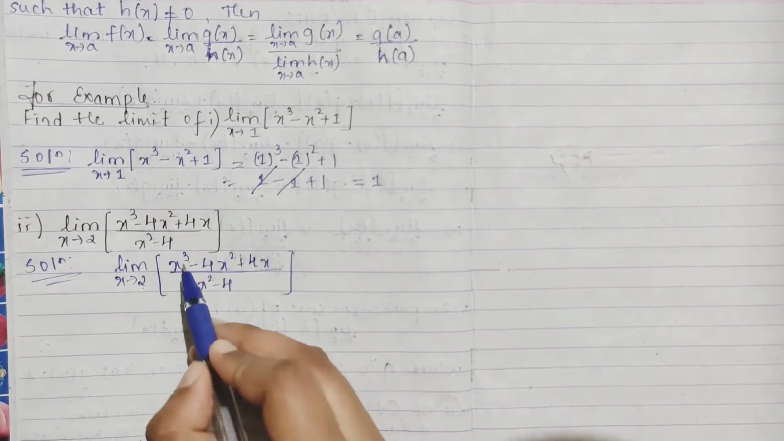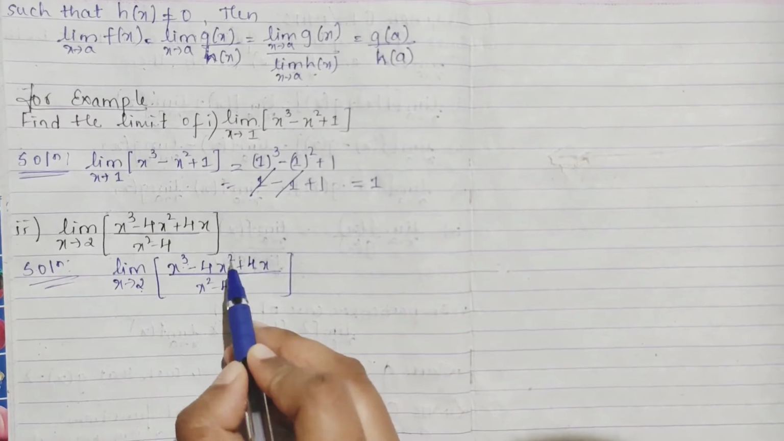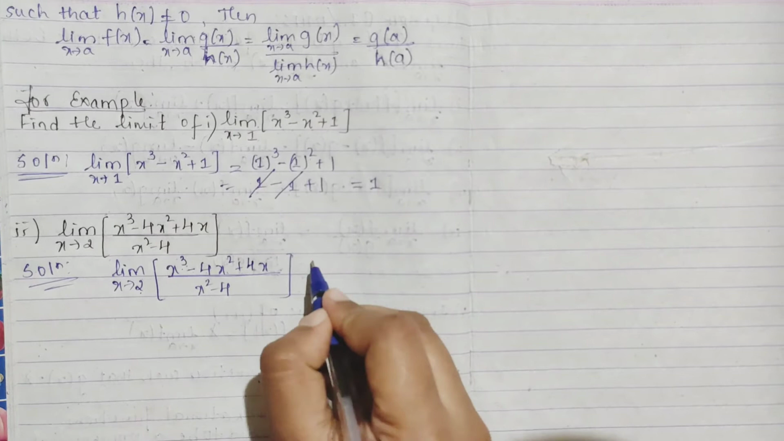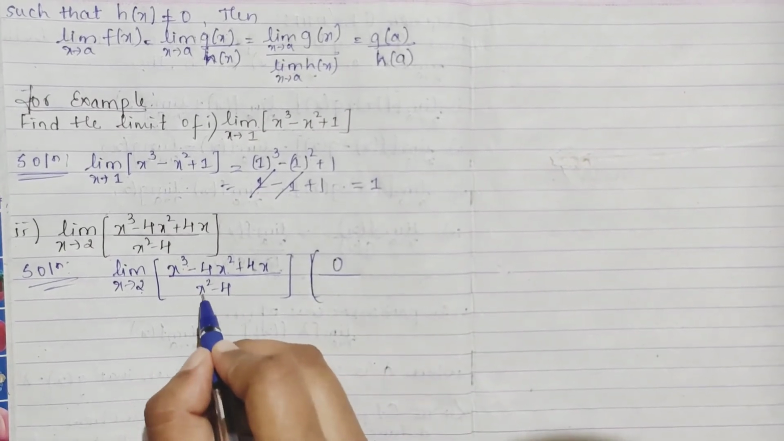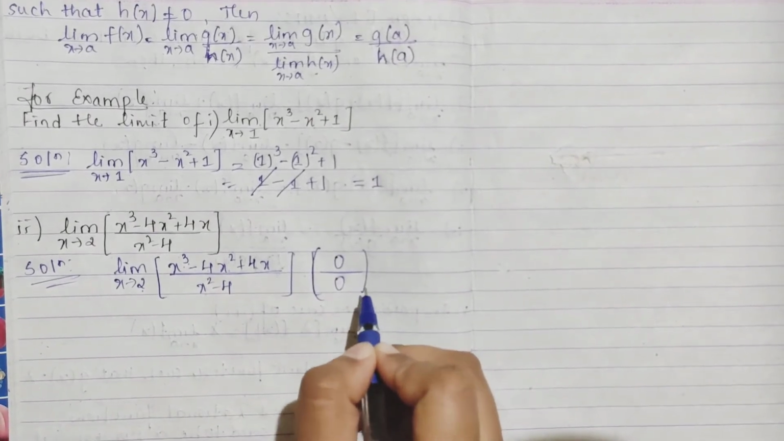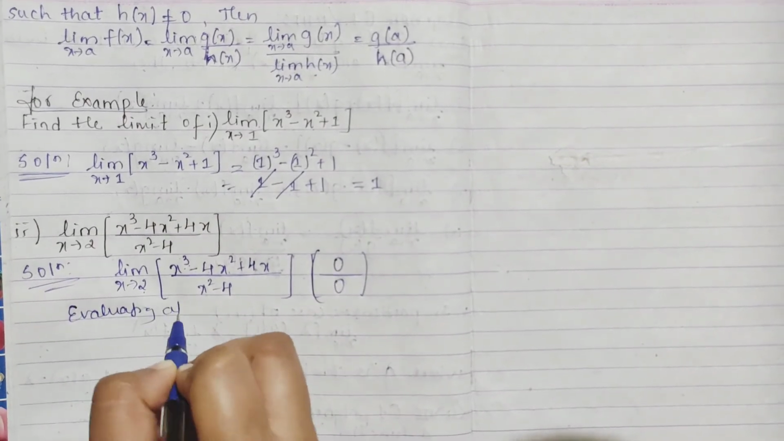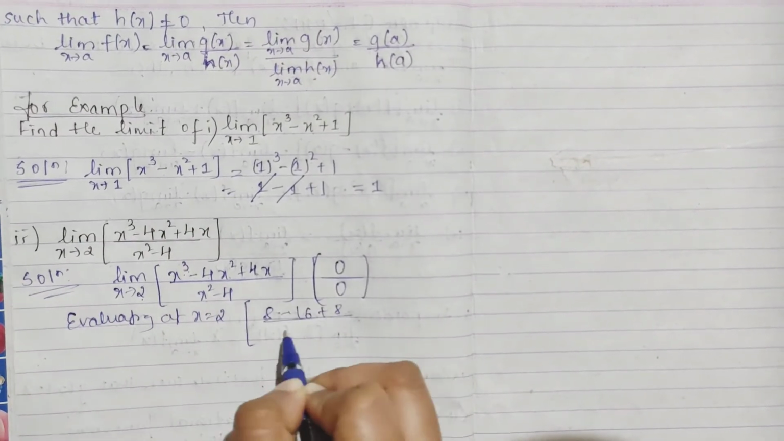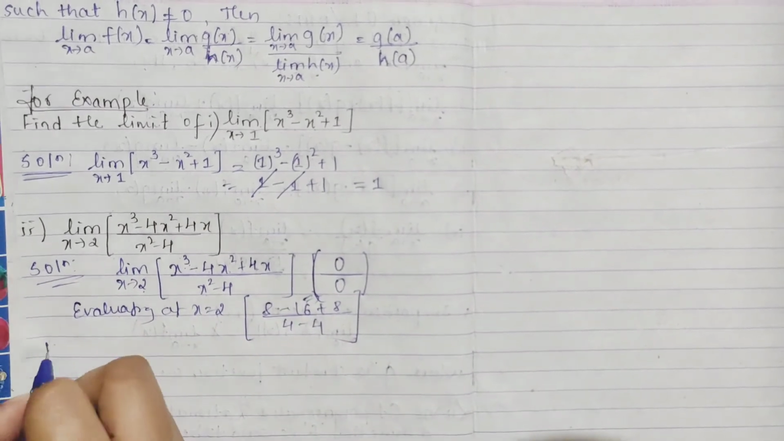So if I substitute 2 here, 2 cube is 8, minus 4 times 2 square, which is 16, plus 8, so 8 minus 16 plus 8, and you can see the numerator is 0. In the denominator, 2 square is 4, 4 minus 4 is 0. So you are getting 0 by 0 form when you evaluate at exactly 2, that is 8 minus 16 plus 8 divided by 4 minus 4. Hence we will simplify it.